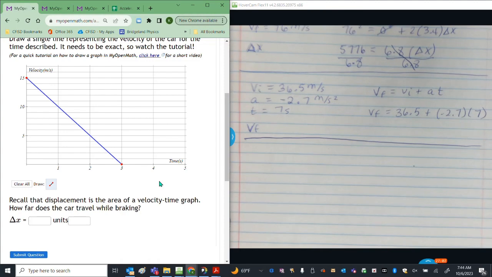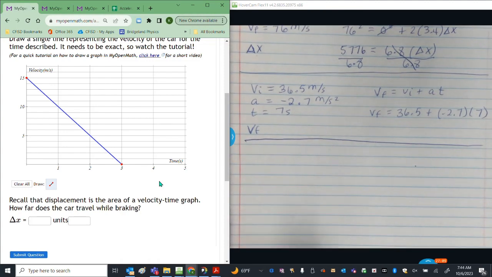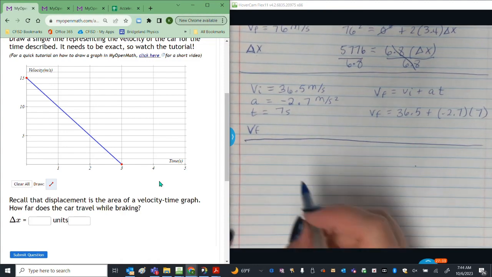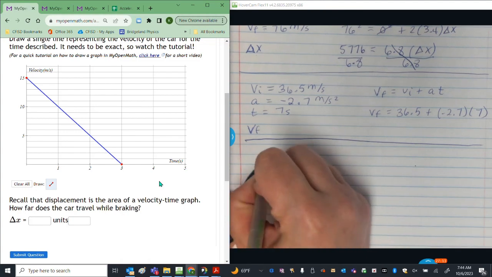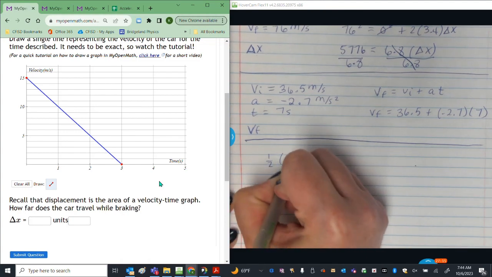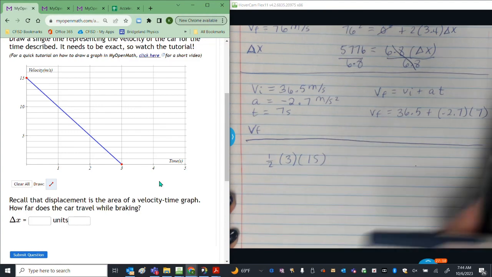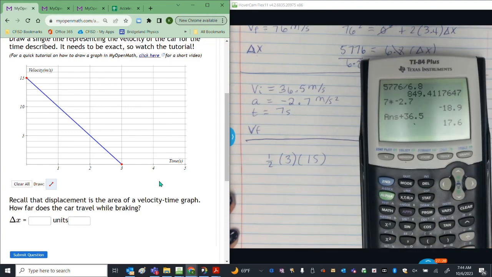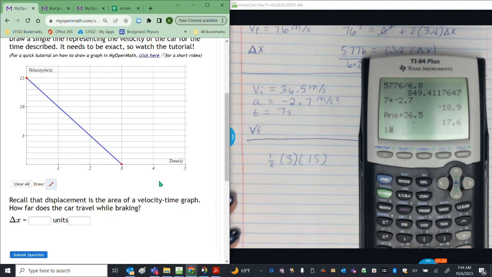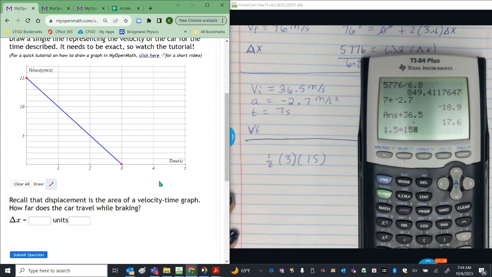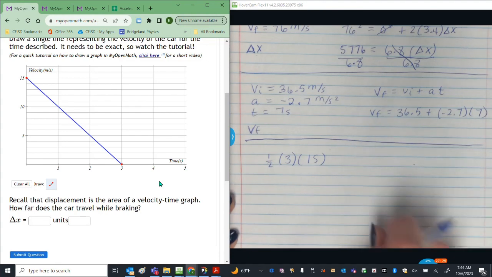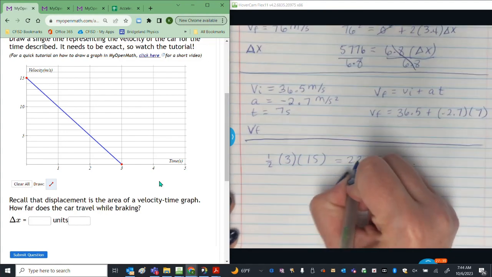This is a VT graph. And so that area is going to be 1/2 base times height, 1/2 times 3 times 15. Okay, and again, you can just put that in your calculator, but half of 3 is 1.5, so 1.5 times 15, and that gives me 22.5. And of course, this will be in meters.